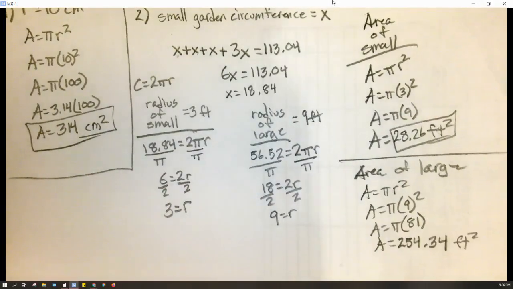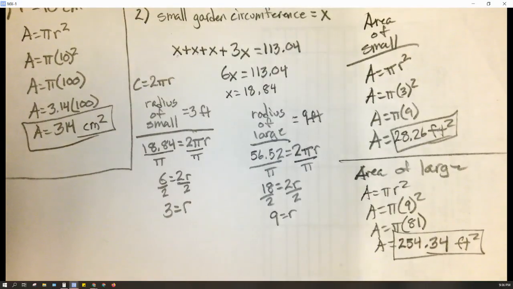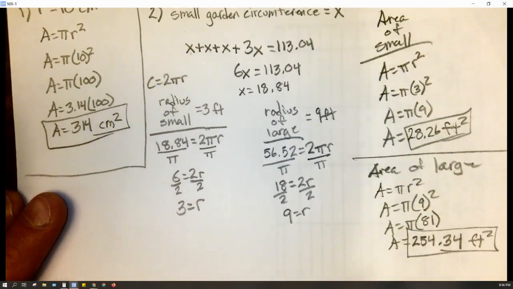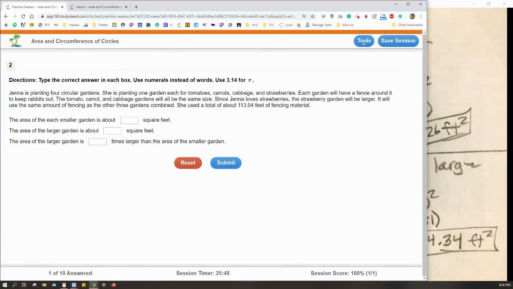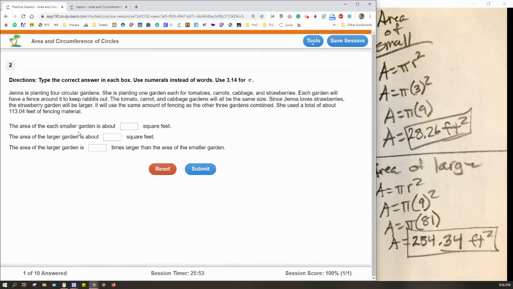So now we have all the information we need. We've got the area of the large garden and the area of the small garden, and we can answer all those area questions. So let's go ahead and do that. All right, here we go. The area of each smaller garden is about how many square feet? Does it say to round to whatever? Nope. Let's just put in 28.26. The area of the large garden is about 254.34.